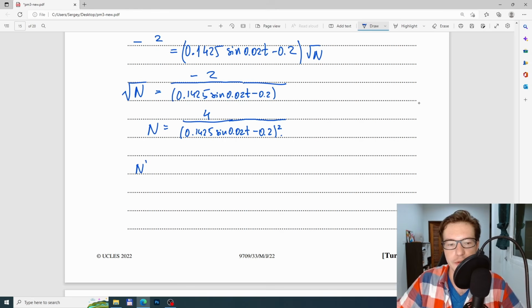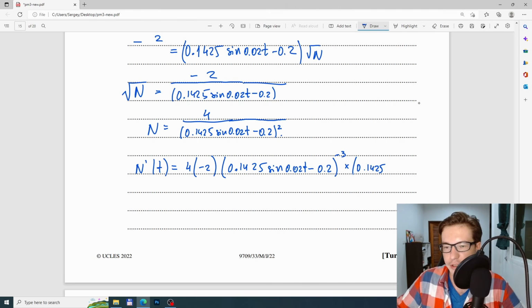So, derivative of n with respect to t is going to be 4 times -2 times (0.1425 sine 0.02t minus 0.2) to the power of negative 3 times 0.1425 times 0.02 times cosine 0.02t, as the derivative of sine is cosine. Okay, that's it.